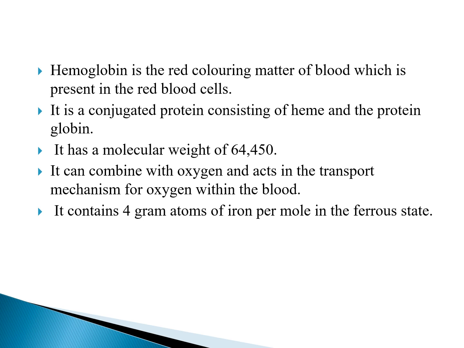Hemoglobin is a red coloring matter of blood which is present in the red blood cells. It is a conjugated protein consisting of a heme and globin. It has a molecular weight of 64,450 daltons and can combine with oxygen and act in the transport mechanism of oxygen within the blood. It contains 4 gram atoms of iron per mole in ferrous state.